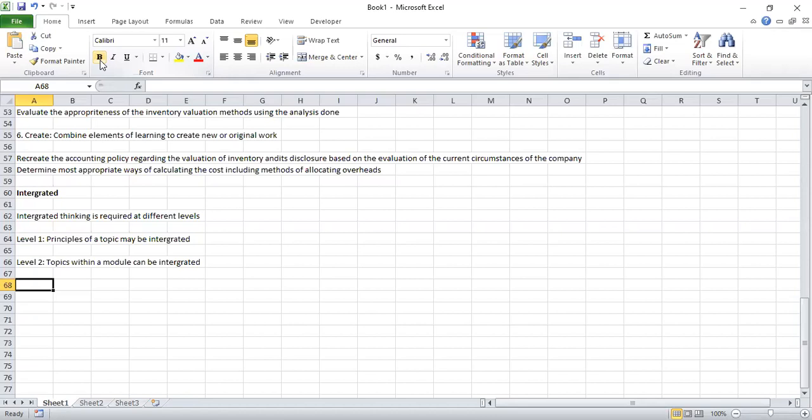So you might find that your questions can integrate topics that are from different topics. All right. Level 3: topics within a discipline may be integrated.